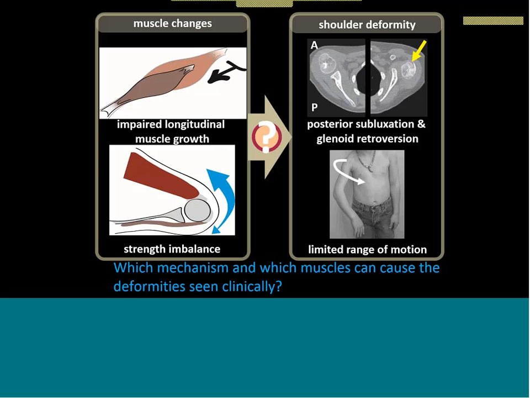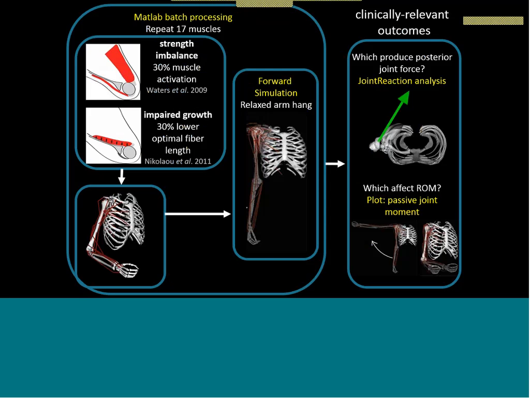So our question is which mechanism and which muscles can even cause the deformities that are seen clinically given their biomechanical action. Certainly there are some of them that are arranged in a way that would make it even possible for them to provide the kinds of forces that would be consistent with the deformities that we see. So in this case, we have to alter the model in an iterative way. So now our MATLAB batch processing catches the model iteration as well.